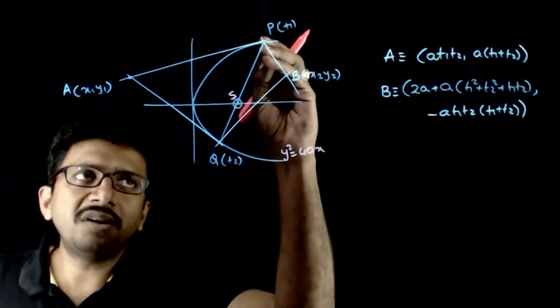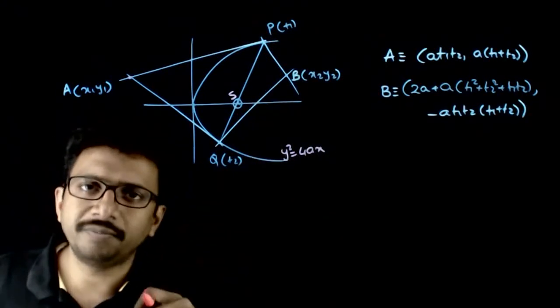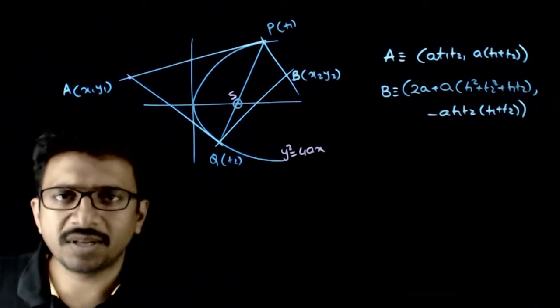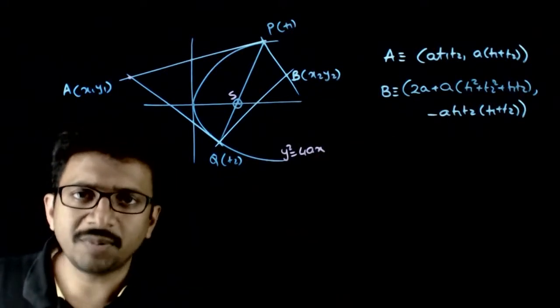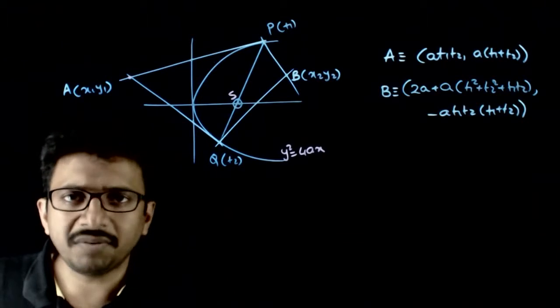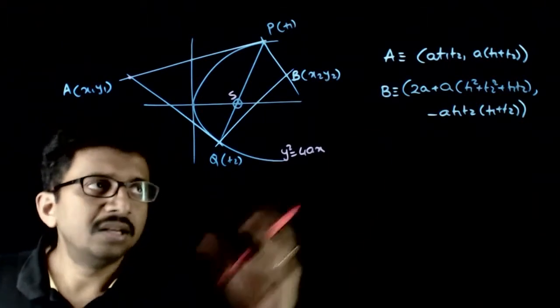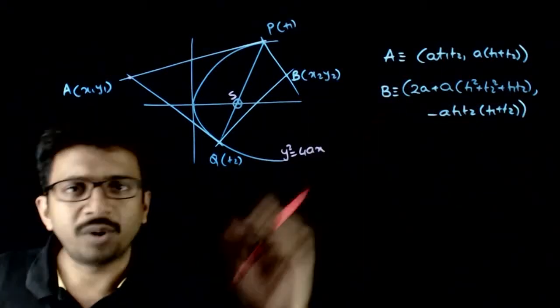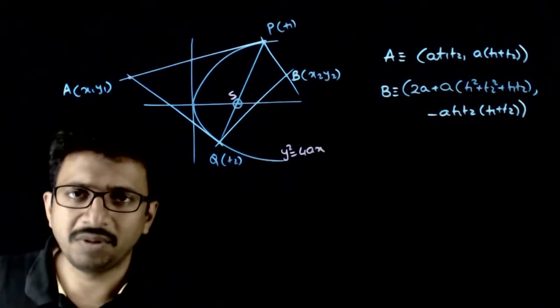And the point of intersection of normals at t1 and t2 is given by (2a plus a times (t1 squared plus t2 squared plus t1 t2), minus a t1 t2 times (t1 plus t2)). So this is the point of intersection of tangents, and this is the point of intersection of normals.